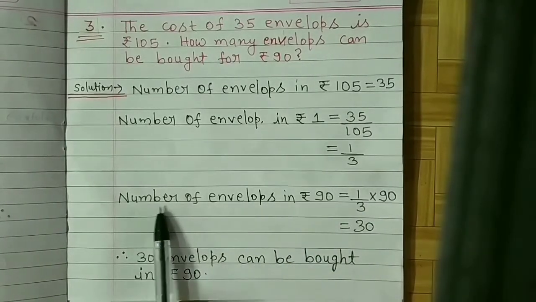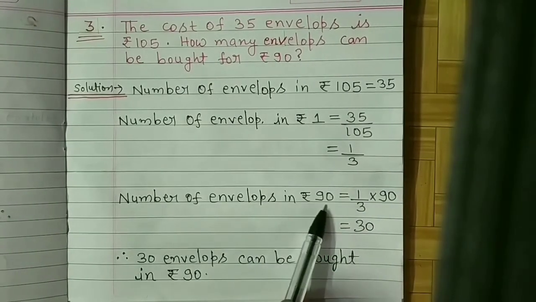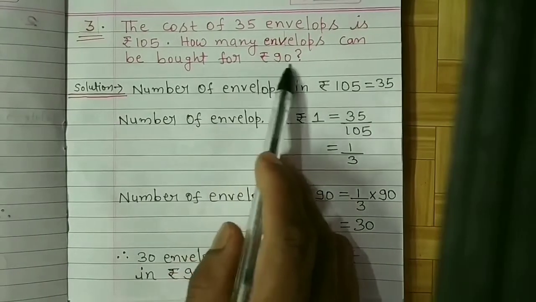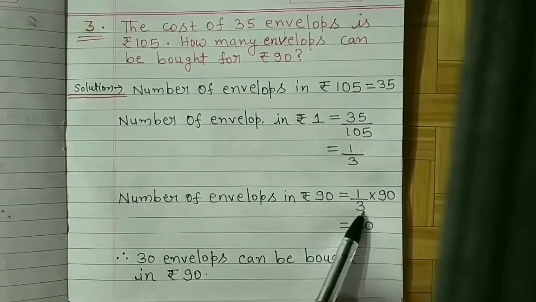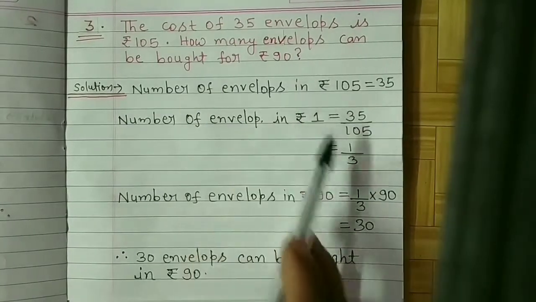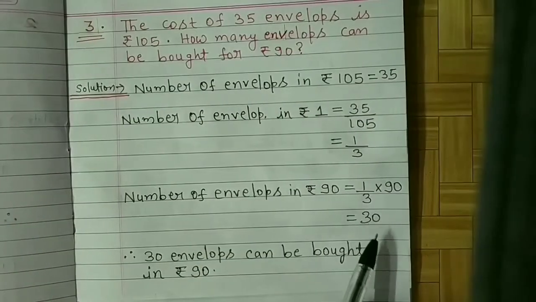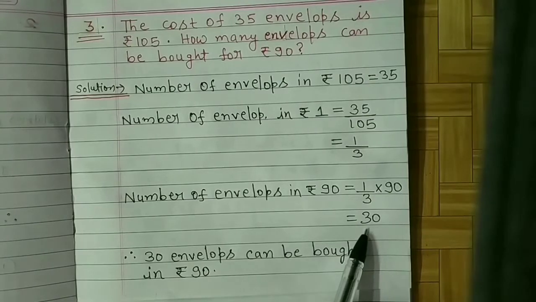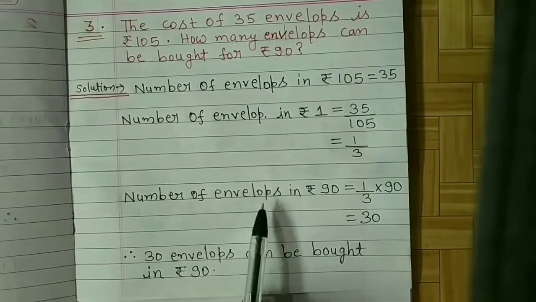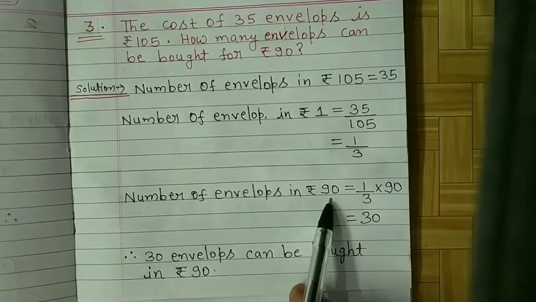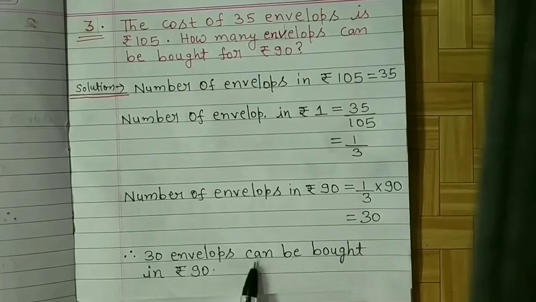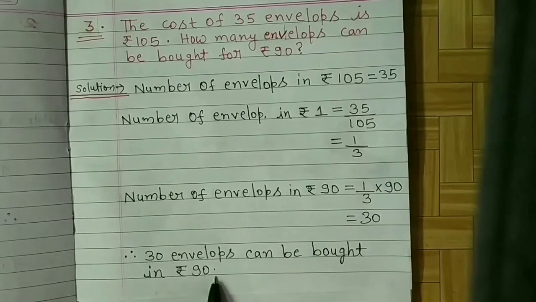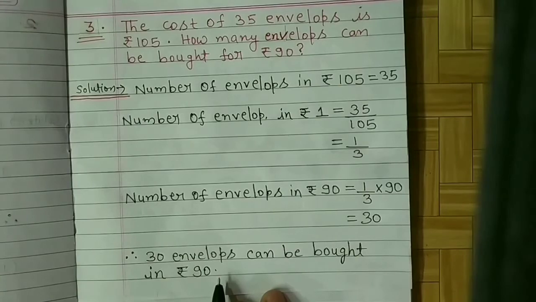Then I have written: number of envelopes in rupees 90 equal to the multiplication of 1 by 3, the value of one quantity, into this 90. After solving this, the answer will be 30. So 30 envelopes can be bought in rupees 90. I have written at the end: therefore 30 envelopes can be bought in rupees 90. Clear? Thank you.